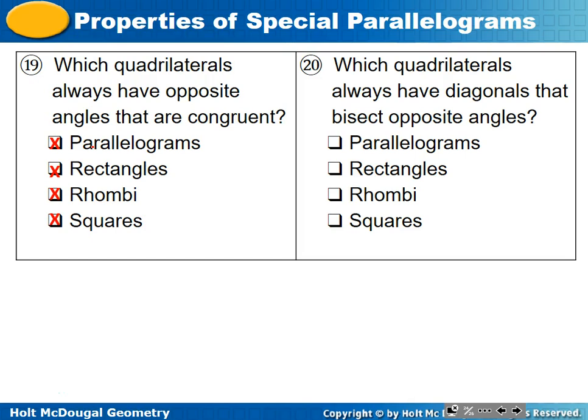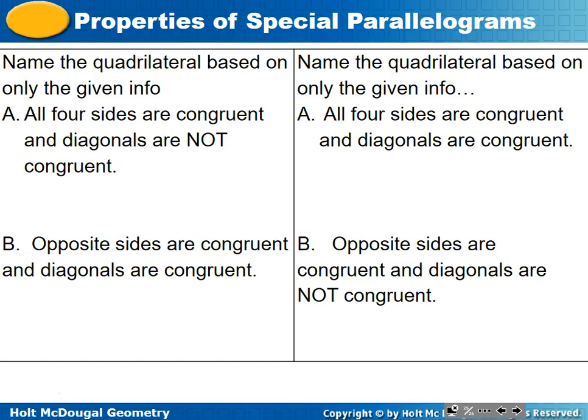Number 20, which quadrilaterals always have diagonals that bisect opposite angles. If you recall, that is a rule that applies to a rhombus, and a square is a rhombus because a rhombus has 4 congruent sides, and so does a square. So our next two, the last one says name the quadrilateral based on only the given information. If all 4 sides are congruent and the diagonals are not congruent, this is a rhombus.